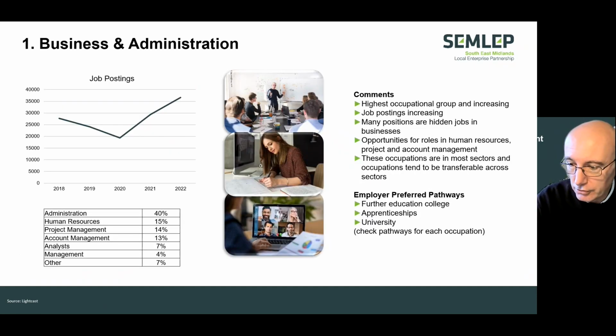So I'm going to go through the occupational groups very quickly, just to show you some of the trends and things that are happening. Business administration: you can see the huge demand, lots of administrative roles, helping and supporting businesses. One of the interesting groups within this one is human resources. So personnel, looking after people, that kind of thing. Very specialised role, very transferable, and again, huge demand at the moment.